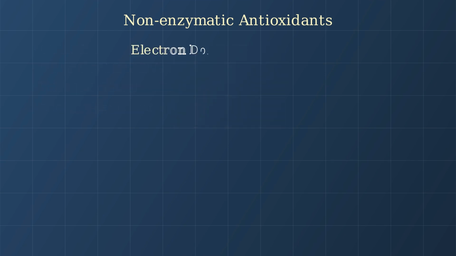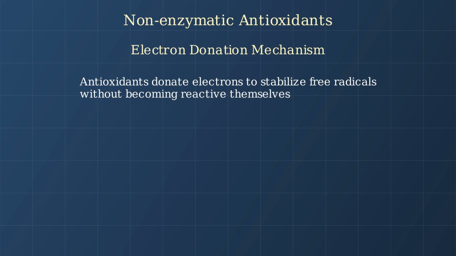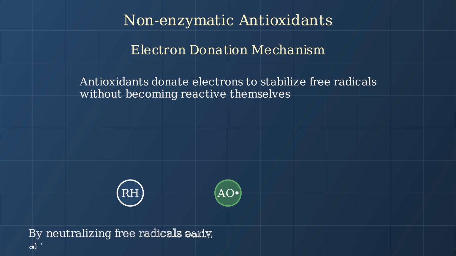Let's examine how antioxidants neutralize free radicals through electron donation. Free radicals are highly unstable because they lack an electron. Antioxidants can safely donate electrons to neutralize these radicals. The free radical becomes stable after receiving an electron, and the antioxidant remains relatively stable even after donating it. This mechanism effectively breaks the chain reaction of free radical damage. Instead of attacking cellular structures, free radicals are neutralized before they can cause harm.